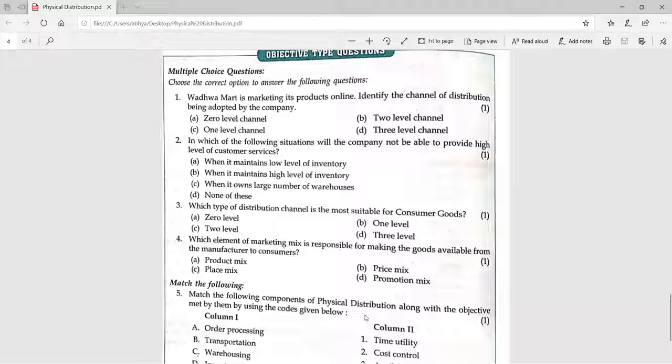I'm not having time. Fast, beta. In which of the following situations will the company not be able to provide a high level of customer services? A, when it maintains a low level of inventory. B, when it maintains a high level of inventory. C, when it owns a large number of warehouses. D, none of these. Yes. Tell me. When the question is in negative form, not able to provide high level of customer services. Not able. When it maintains a low level of inventory. Yes. When it maintains a low level of inventory. Very good.